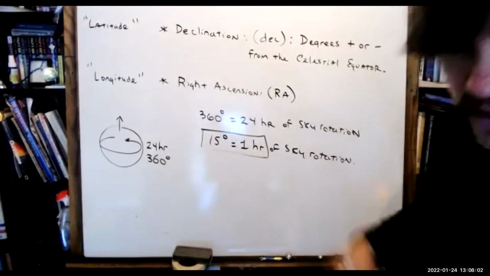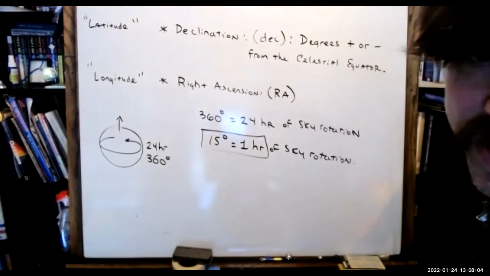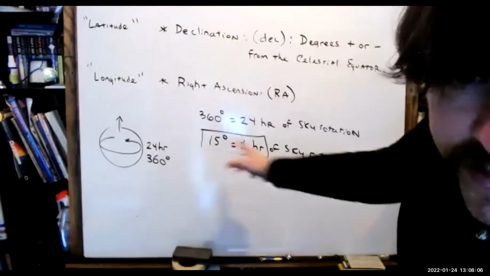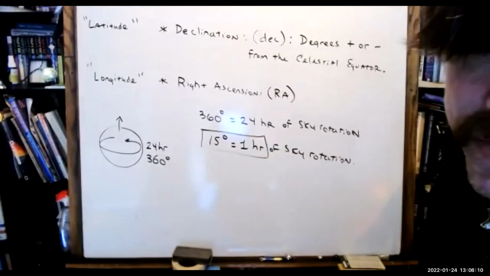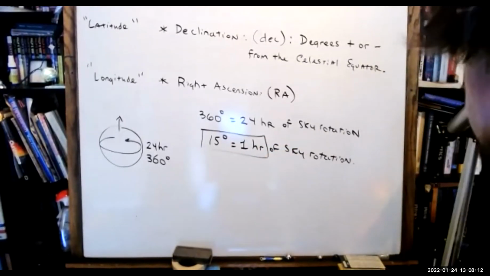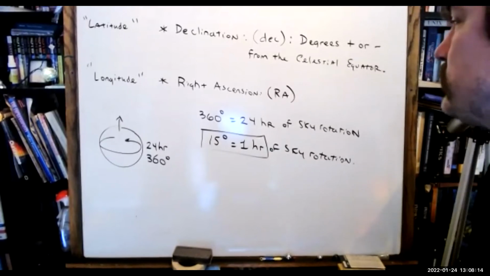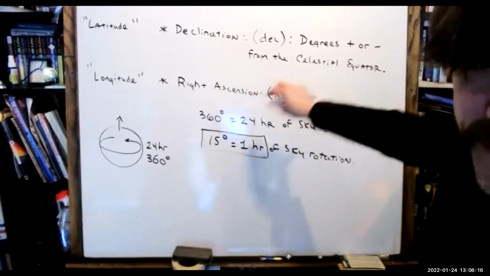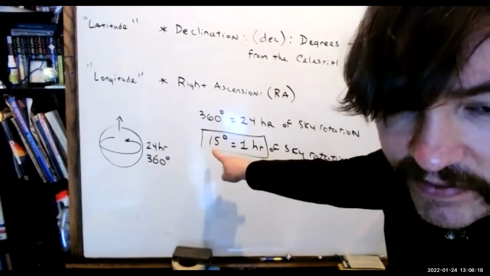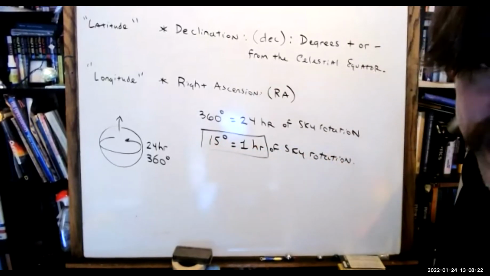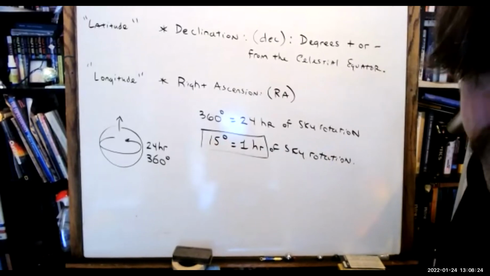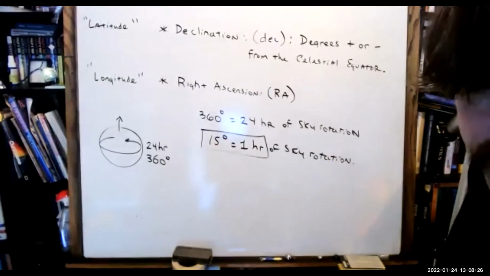When it comes to lines of longitude or celestial longitude, I can measure in degrees or in hours, and it turns out to be more useful to measure in hours, just more confusing to learn your first time around. I'm about to define right ascension, but could you guys at least write down this? 15 degrees equals 1 hour of sky rotation. Just jot that down somewhere in your notes. I promise you that'll be important.